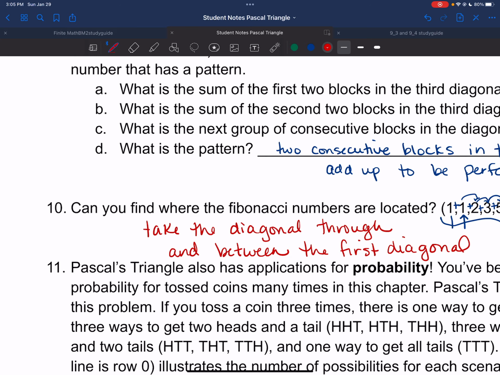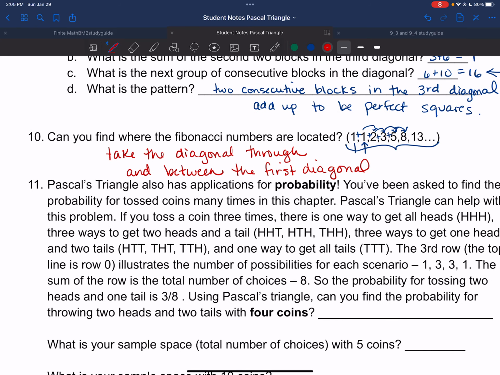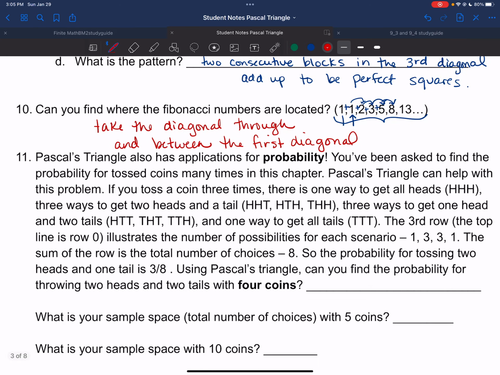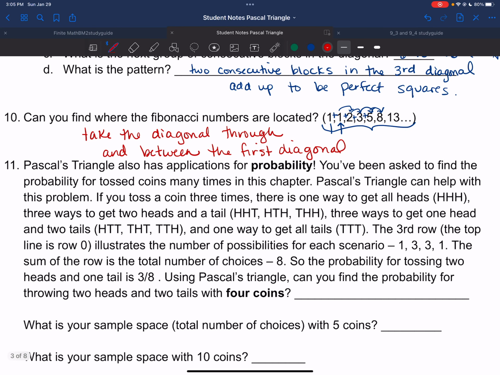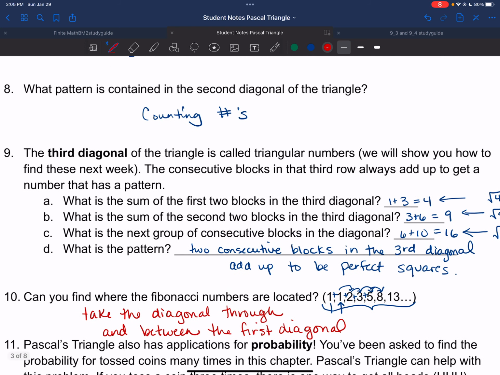Okay. And then we're talking about probability. I want you to go ahead and read through this whole thing, but it says if you have 3 tossed coins, so you're going to toss a coin 3 times, or you're going to toss 3 individual coins. Either way, you're going to look at the third row, and then those numbers will give you the probability. So let me show you what that looks like.